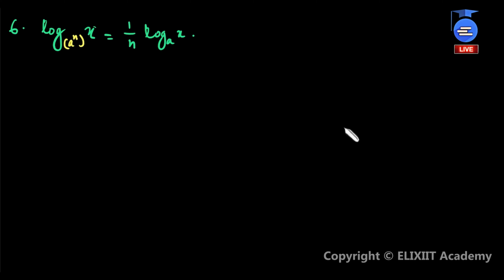This is also one important property. What we have is log x, and in the base we have a to the power n. So 1 by n will come down and we have log x base a. Proof: what is the proof for this one? Once again, a very basic proof is there.